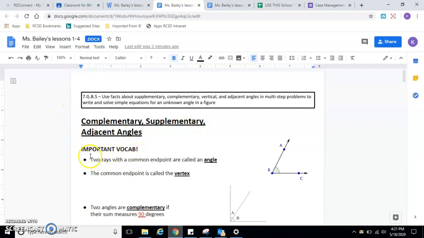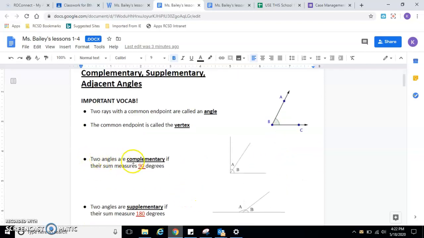Okay, complementary, supplementary, adjacent angles. So some important vocab. Two rays with an endpoint are called an angle. So endpoint B here has a ray that goes up to A, and endpoint B has a ray that goes to C. So these two rays meet at this endpoint, and they make this space in the middle called an angle. The common endpoint is called a vertex. So ray A and ray C meet at the vertex B.